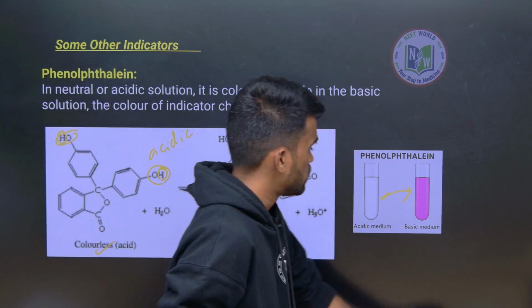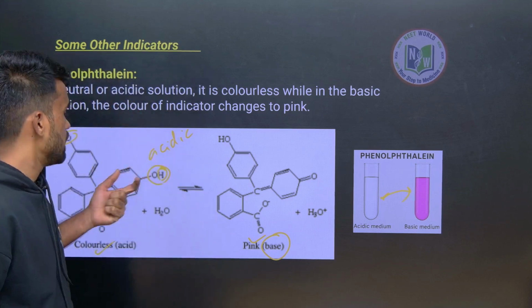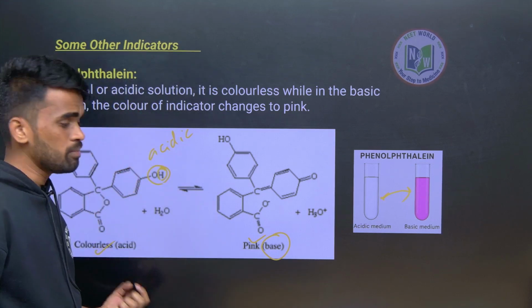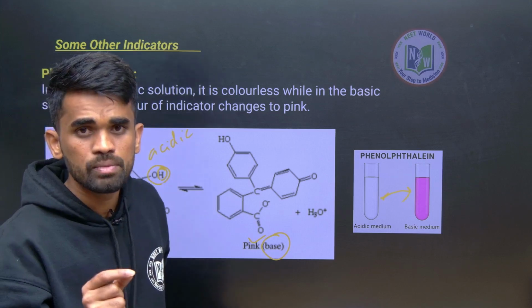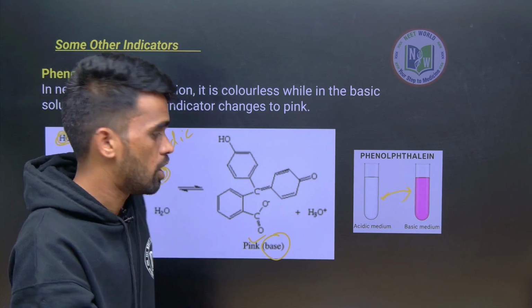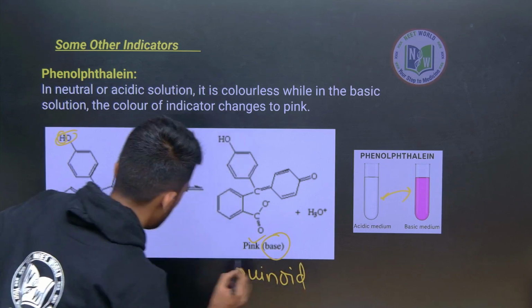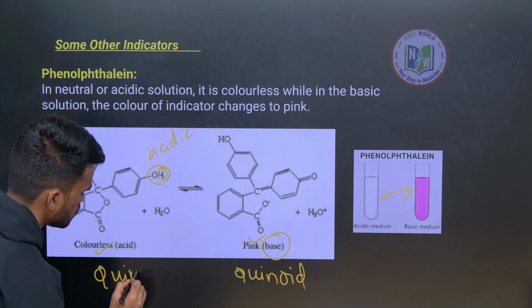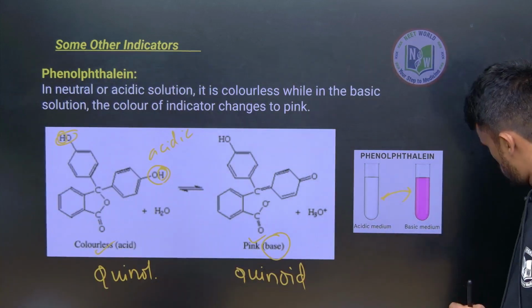There is a JEE question also: what is the structure of phenolphthalein in the acidic medium and in the basic medium? In acidic medium you should call it quinol form, in basic medium you should say it is quinoid form. These are the words you have to remember.